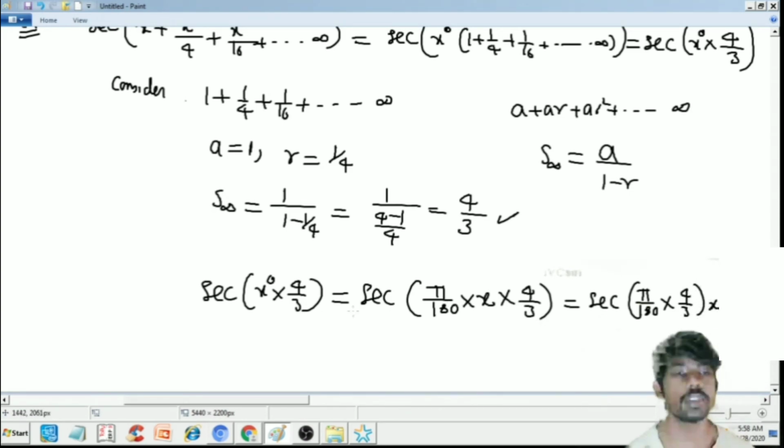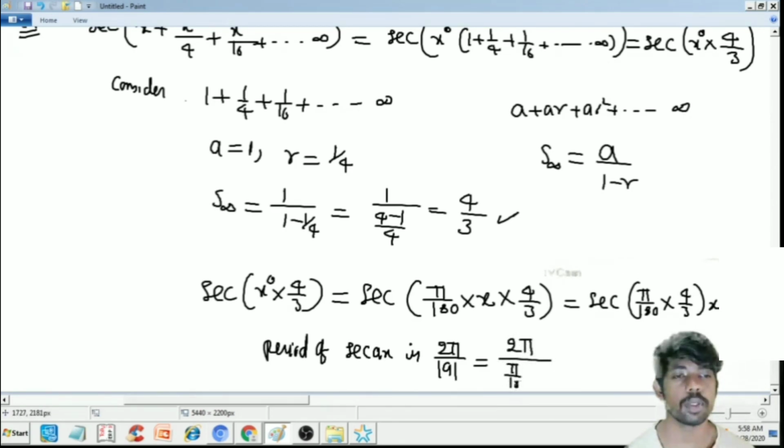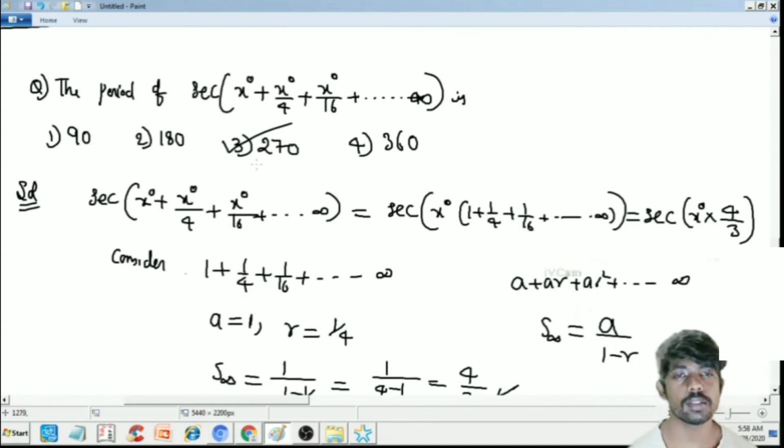Then the period of secant ax is 2 pi by modulus of a. From here I can write it as 2 pi by pi by 180 into 4 by 3. So 2 2s are 4, 2 9s are 18, 3 9s are 27. Pi gets cancelled. 270. Hence 270 is the period. That's all. That is the answer.